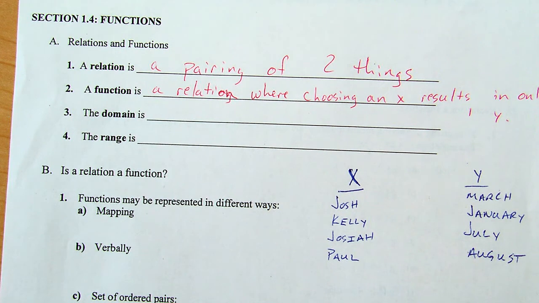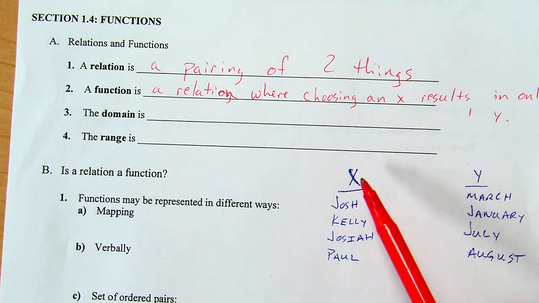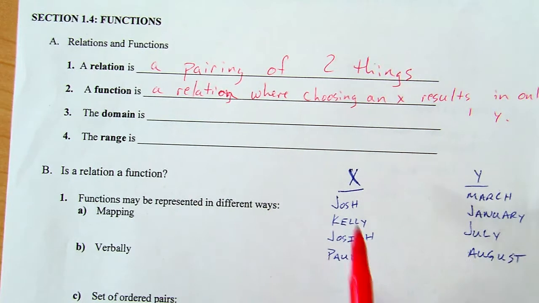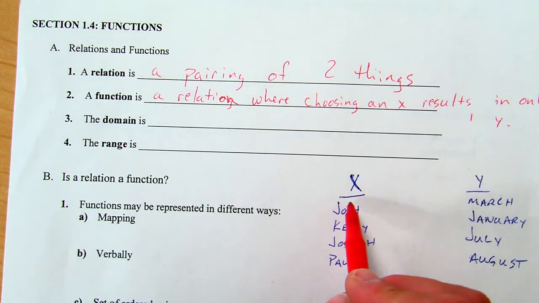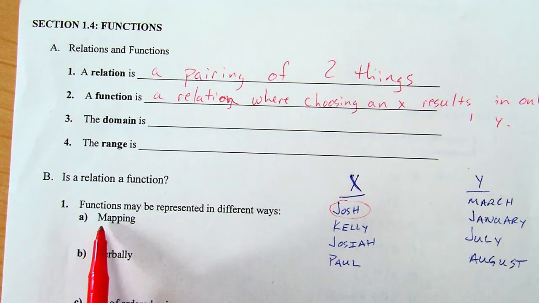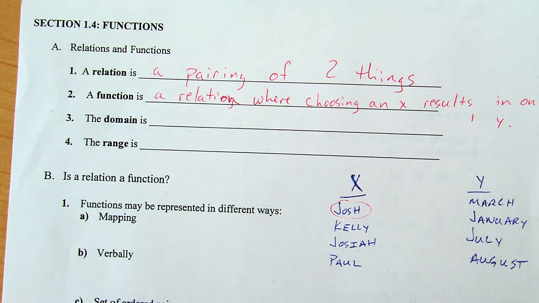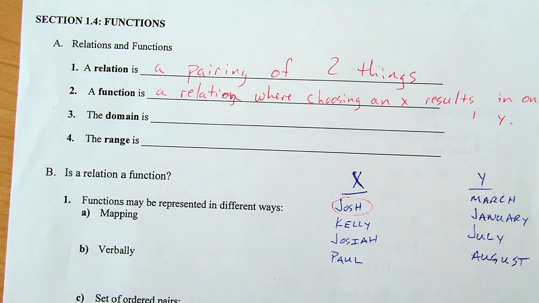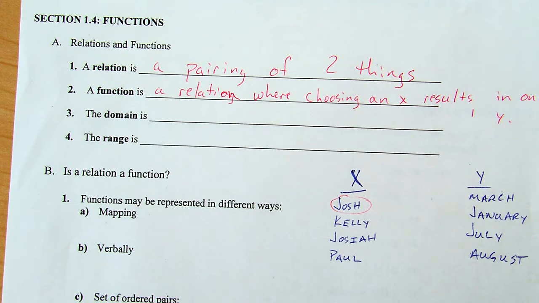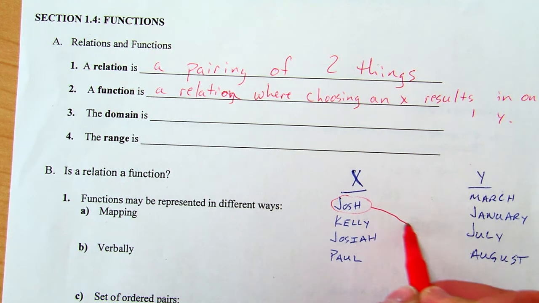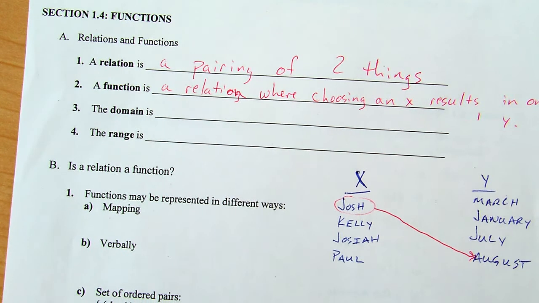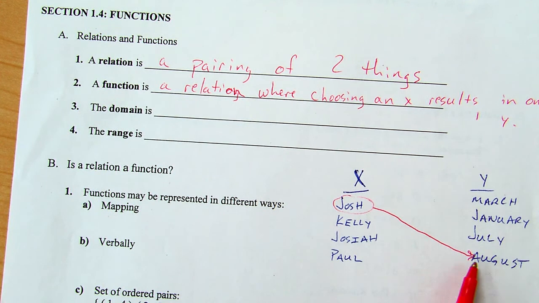So let's talk about this relation and see if this is a function or not. So here's what I'm doing. I'm going to go to my x column and I'm going to make a choice. And I'll choose myself. I guess I'm selfish. I'll choose myself, Josh. If I choose Josh, how many in the second column can be matched up with Josh? Well, I was born in August, and as far as I know, that's the only month I was ever born in. So choosing an x results in exactly one y.